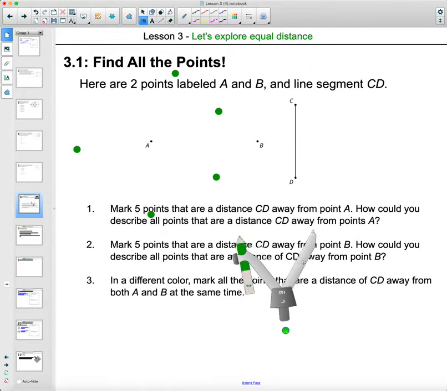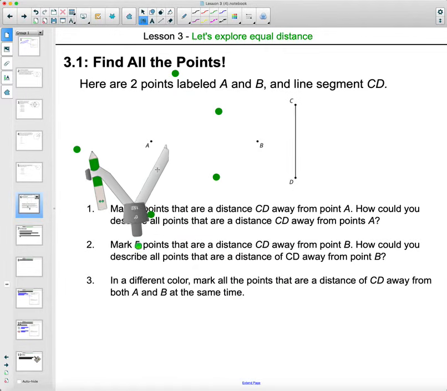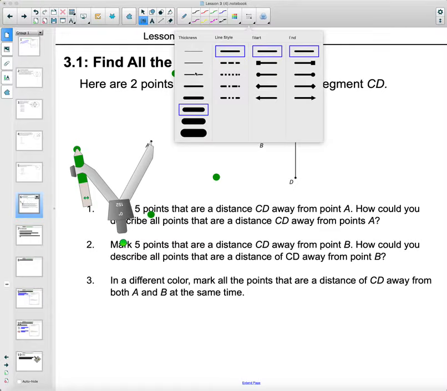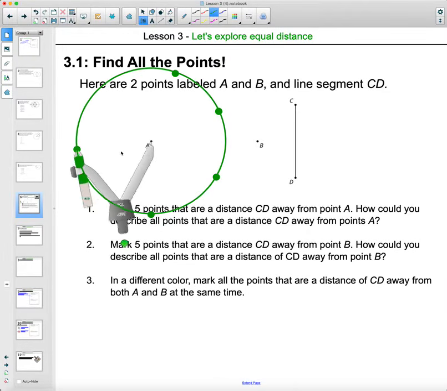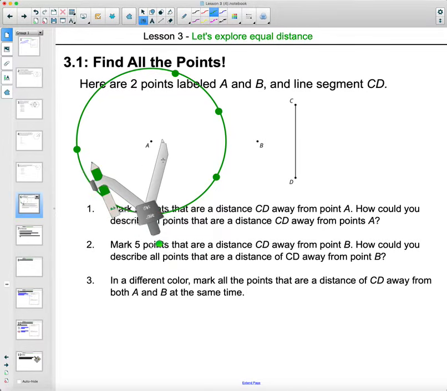Then it says, how could you describe all the points that are CD distance away from A? So what if we were going to do all of them, and not just 5? You could use this compass to just draw all the way around, and then all of those green points are CD distance away from A.